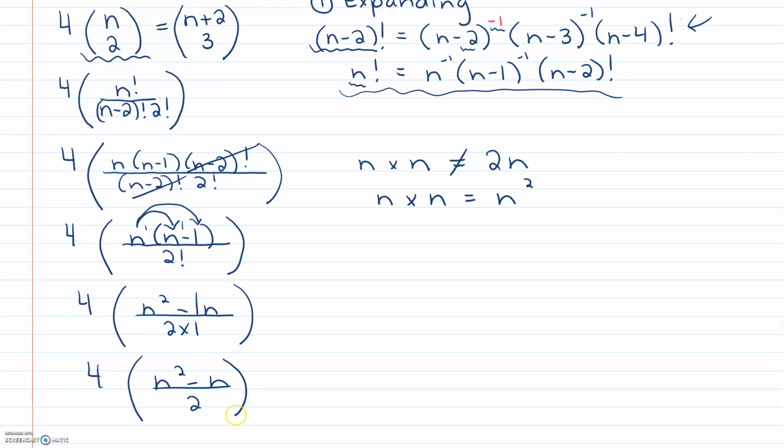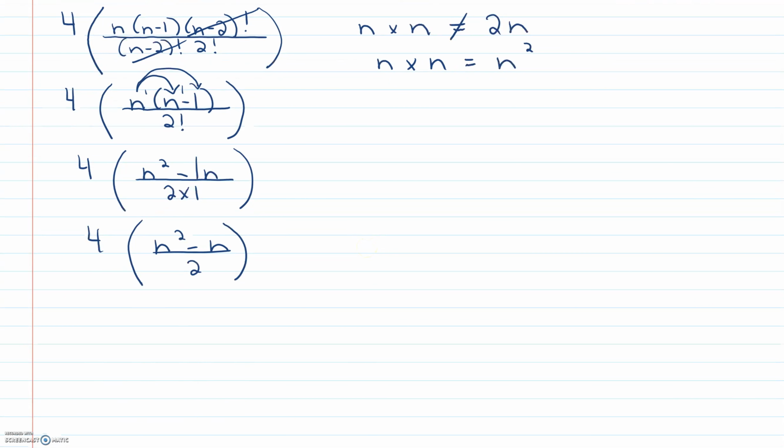I'm going to keep going with the left side. At this point, since there's a multiplication between the 4 and this expression here, I can go ahead and simplify 4 divided by 2, which is 2.